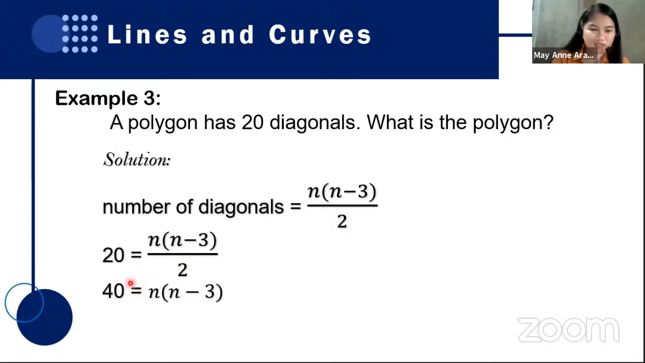But since our target naman here is 40, ano ba yung factors ng 40? Di ba 4? So, but if we substitute 4 here, hindi 40 yung magiging answer. So, ano pa? Yung 8. So, let us try 8. 8 times 8 minus 3, 8 minus 3 is 5. Right, 8 times 5 is 40. Therefore, the value of our n here is 8. And since there are 8 sides, that polygon is an octagon. Okay, so the polygon is an octagon.